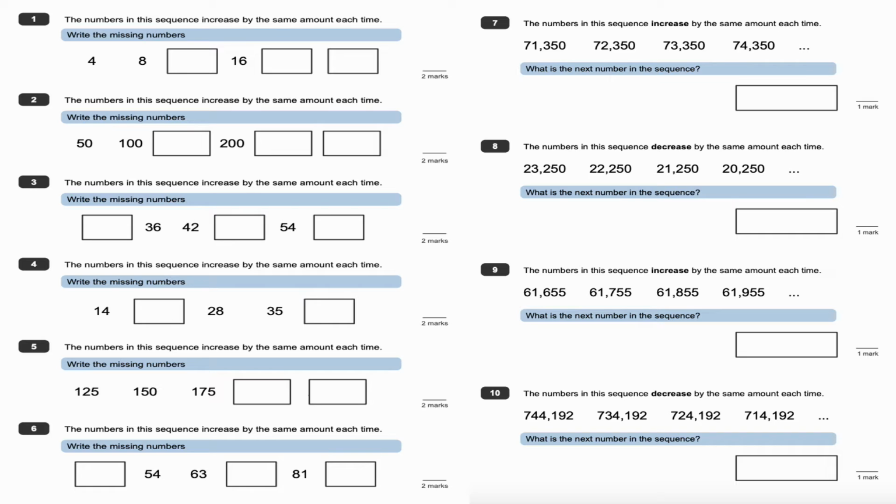The numbers in this sequence increase by the same amount each time. Write the missing numbers. 4, 8, something, 16, something, something. Well, 4 to 8, I'm adding 4. Okay, and to work out this adding 4, I did 8 take away 4, so I worked out the difference between 4 and 8. So to get from 4 to 8, I've got to add 4. I've got to add 4 again, because the statement at the beginning says it's increasing by the same amount each time. 8 plus 4 is 12. Okay, 12 plus 4 is indeed 16.